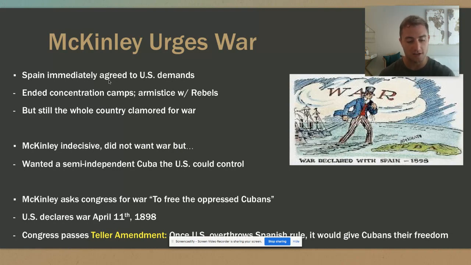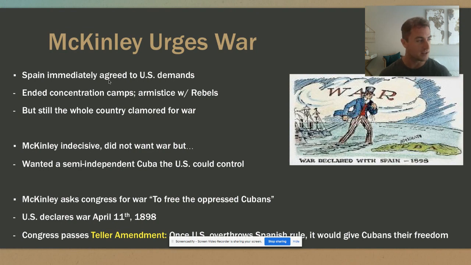The American diplomats are going to come over to Spain. They're going to say, you need to end concentration camps. You need to stop fighting against the rebels. The Spanish immediately do those things. And yet the whole country is still clamoring for war. And McKinley doesn't know what to do. But at the end of the day, he wants Cuba. He looks at Cuba as a very valuable piece to an American empire. And because of this, he is going to ask Congress to go to war to free the oppressed Cubans. That is actually in his appeal to Congress, that he is looking to free the oppressed Cubans.